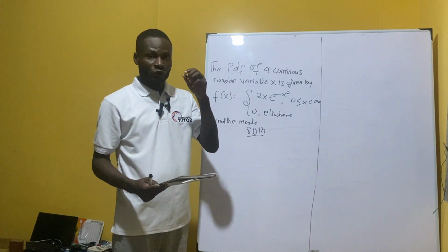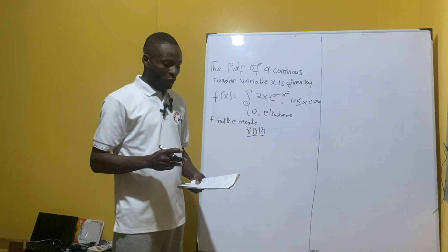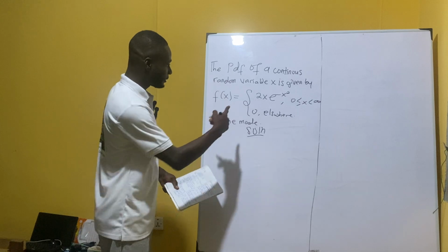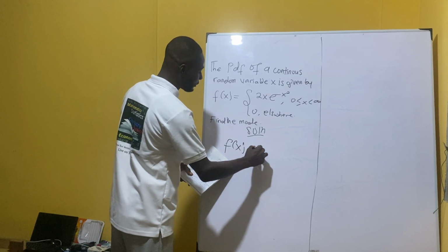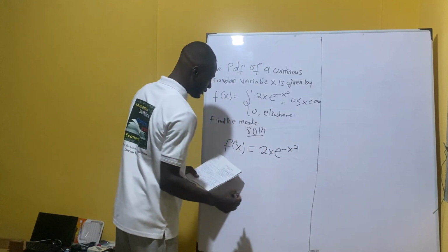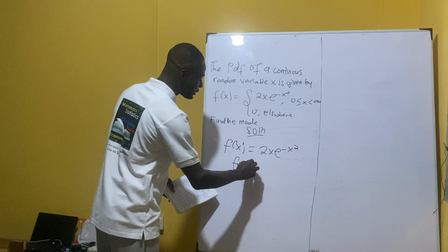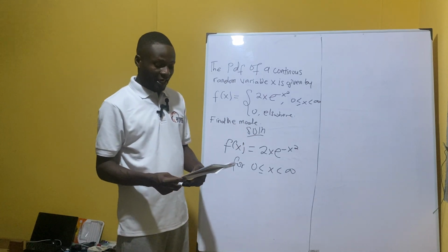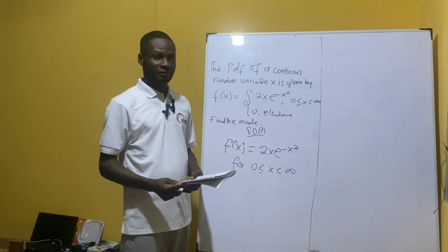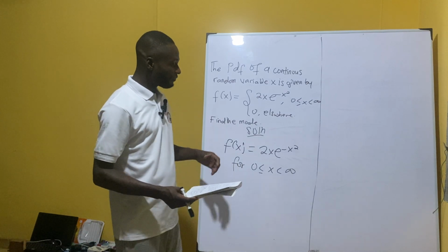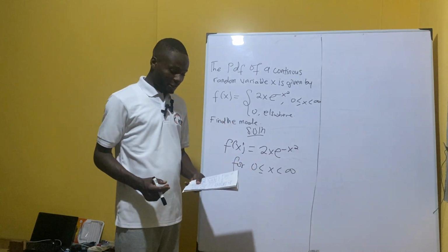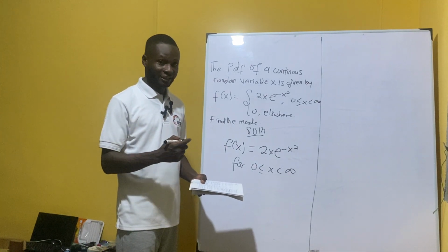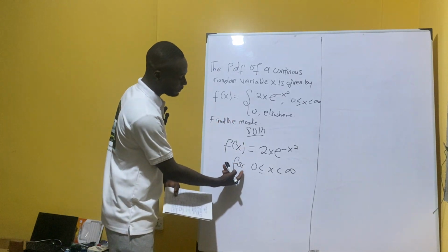And we all know that to find the mode of a continuous random variable x, with this particular probability density function 2x e^(-x^2), on the range 0 ≤ x < infinity, we need to first find the value of x that maximizes the probability density function. So first we have to take the derivative of this probability density function with respect to x, and then we set it to 0 to find the critical point. So now let's find the derivative of this particular function.